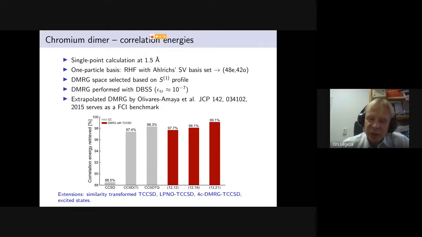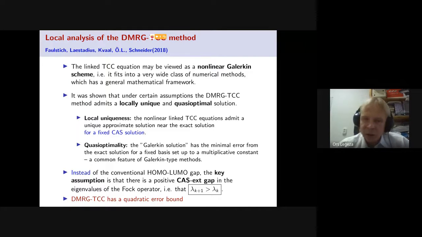And Libor has shown already that if you do this TCC in this chromium dimer benchmark, then with a very small active space, you can recover 99% of the correlation energy, which is much better than even CCSDTQ. Okay, but this is nice, but we also want to understand a little bit more about this, and we work together with mathematician colleagues on what the errors are which come into the TCC. Basically, it is important that it can be treated as a nonlinear Galerkin scheme.